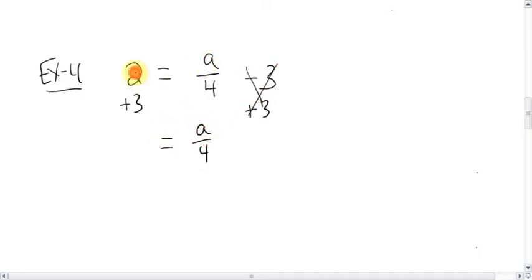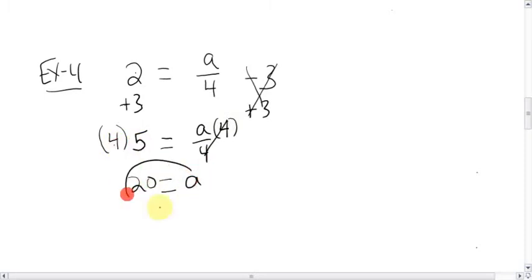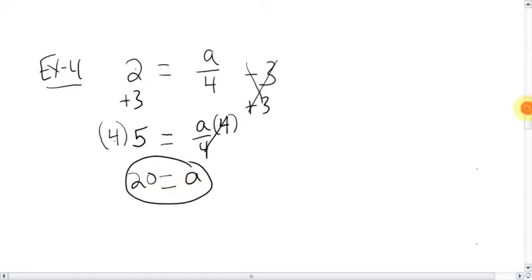The equal sign. 2 plus 3 is 5. How do we get rid of this 4, which is dividing the a? Dividing. Opposite is multiplying. Do the same to the other side. The 4's cancel out. You're left with a. 5 times 4, 20. 20 equals a, so a equals 20. Either way, it doesn't matter. That's your correct answer.